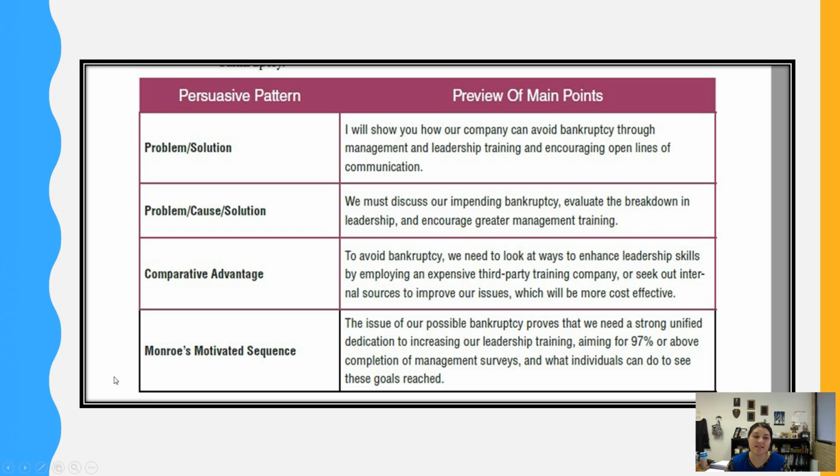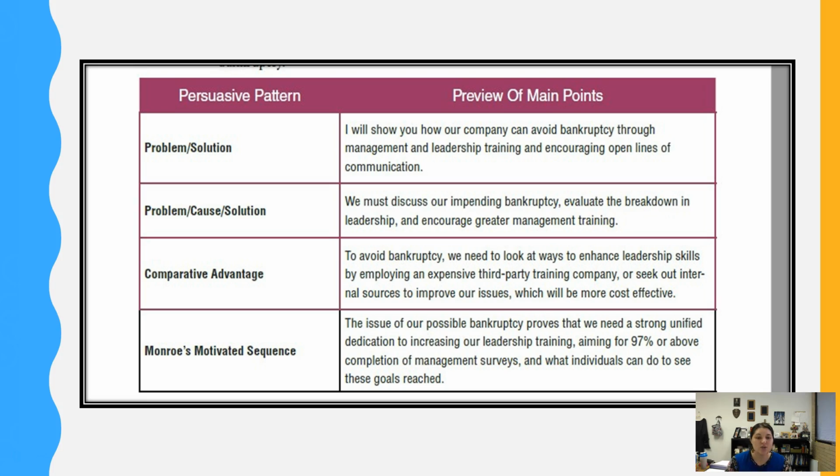All right. Here's just a chart that's in your book of the different persuasive patterns. So problem solution, problem cause solution, comparative advantage, Monroe's Motivated Sequence. Remember, we also threw in problem solution benefit up there because that is a persuasive pattern you can use. But it shows how your preview of main points would be different in each one of those. So problem solution would be, I'll show you how our company can avoid bankruptcy through management and leadership training and encouraging open lines of communication. Problem cause solution, we must discuss our impending bankruptcy, evaluate the breakdown in leadership, and encourage greater management training.